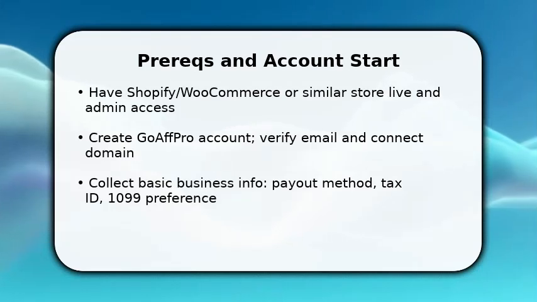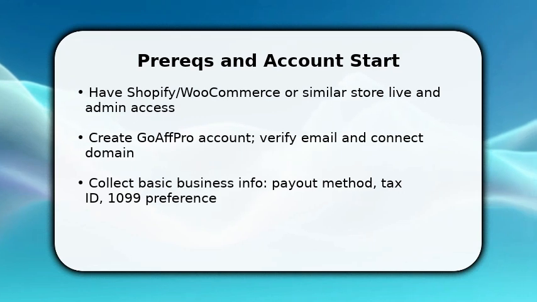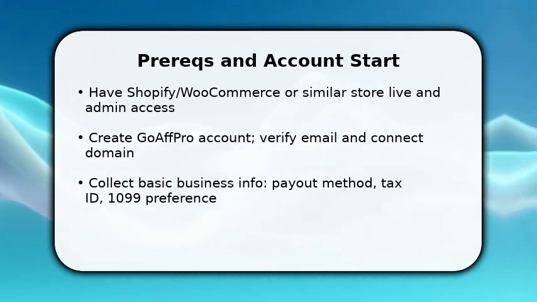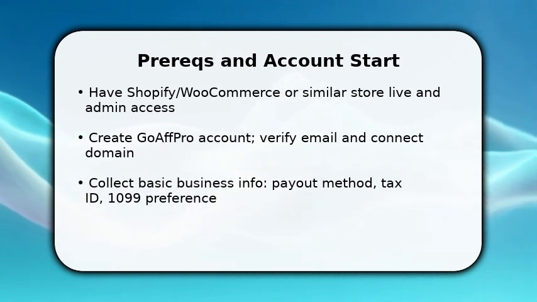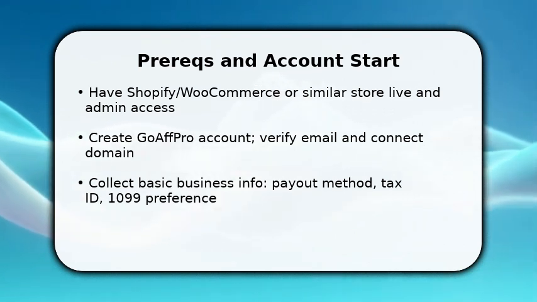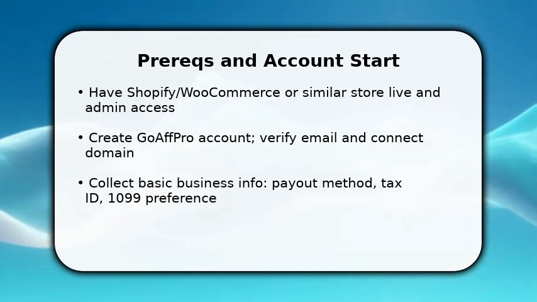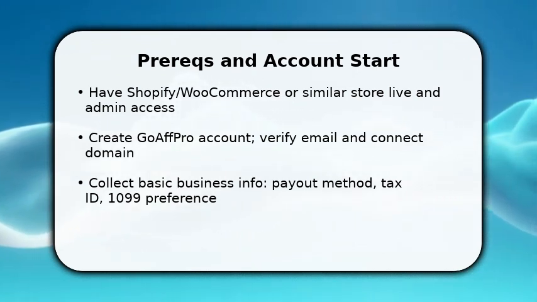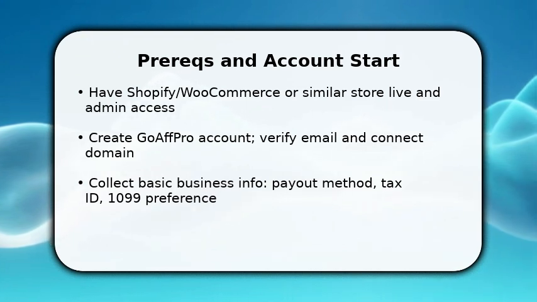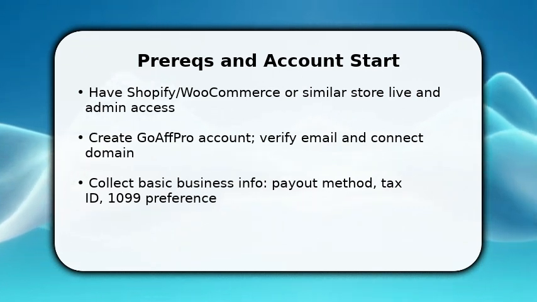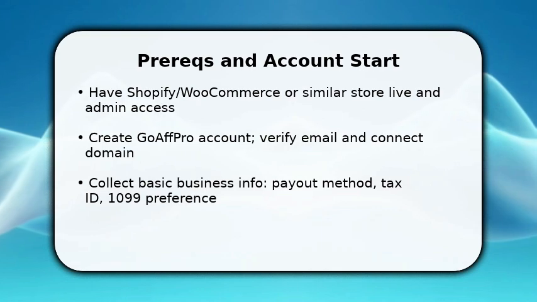You begin by confirming prerequisites and signing up. You need an active store and admin access. Create your Goaffpro account and verify your email so the dashboard unlocks. Once done, connect your store platform, Shopify or WooCommerce, using the provided app or plugin to sync products and customers. Make sure to enter business details now: payout account, tax ID, and 1099 preferences, so affiliate payments and compliance work smoothly later. This prevents rework and speeds configuration.